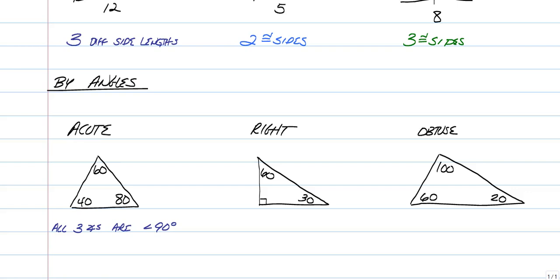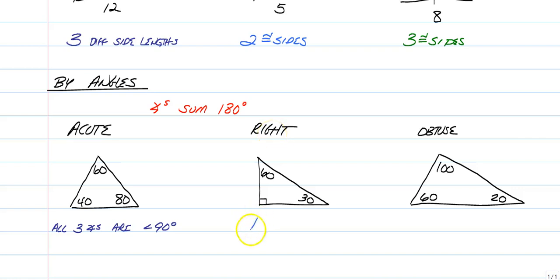But anyway, in all triangles, the three angles sum to 180 degrees. So if you did not know that before, in every triangle that we draw on a piece of paper, the angle measures will add up to 180 degrees. Example, 40 plus 60 plus 80 adds up to 180.